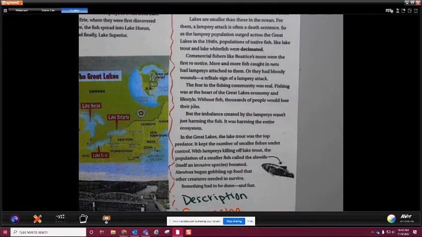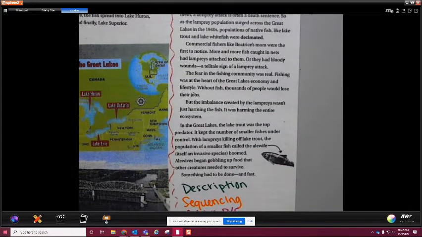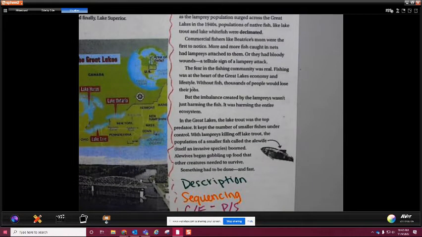Without fish, thousands of people would lose their jobs. But the imbalance created by the lampreys wasn't just harming the fish. It was harming the entire ecosystem. In the Great Lakes, the lake trout was the top predator. It kept the number of smaller fish under control.